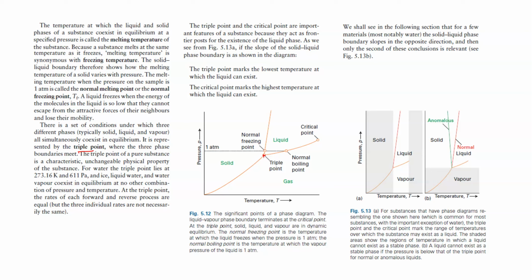The triple point and the critical point are important features of a substance because they act as frontier posts for the existence of the liquid phase. As we see from figure 5.13a, if the slope of the solid-liquid phase boundary is as shown in the diagram, the triple point marks the lowest temperature at which a liquid can exist. The critical point also marks the highest temperature at which the liquid can exist.